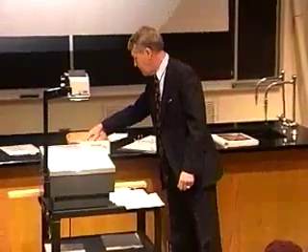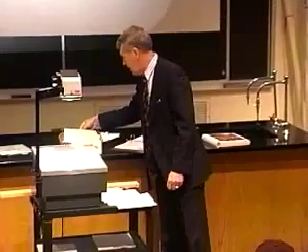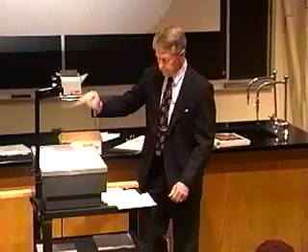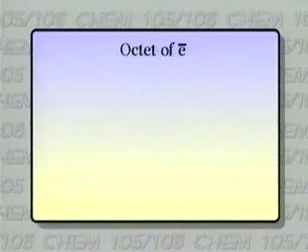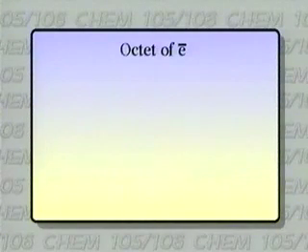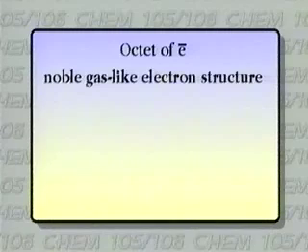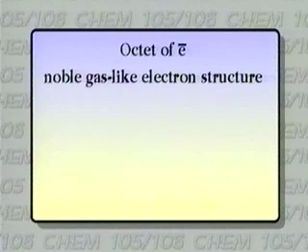in chemical bonding. And so we said that the driving force in chemical bonding appears to be the tendency to achieve an octet of electrons, or in other words, to become like a noble gas, or we say noble gas-like electron structure.